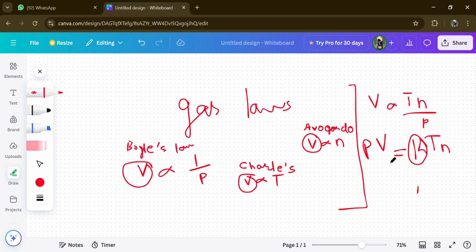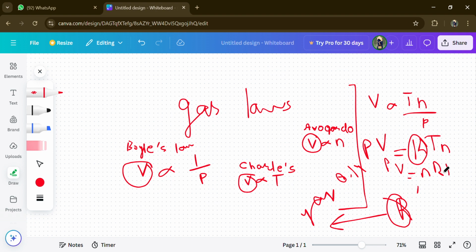Whenever we are talking about the KMT equation, we give it a constant known as R, that is the gas constant. Its value is something like 8.314. So PV gets equal to nRT. This is the equation that is derived by combining Charles's law, Avogadro's law, and Boyle's law.